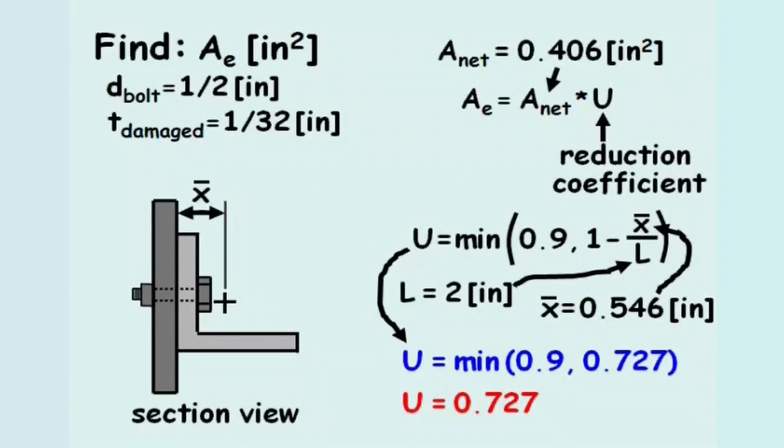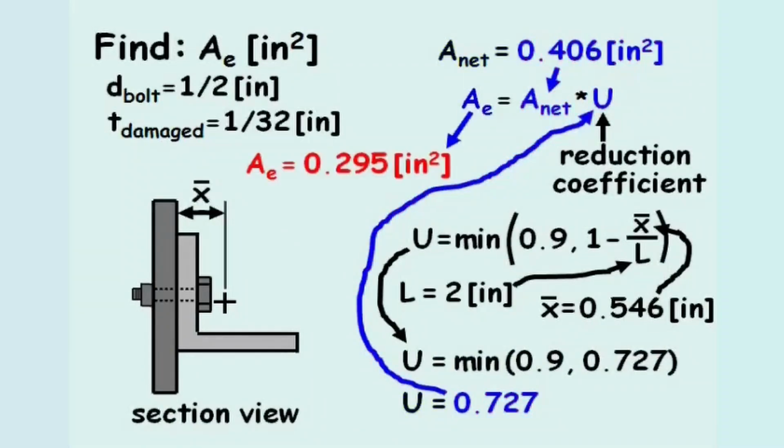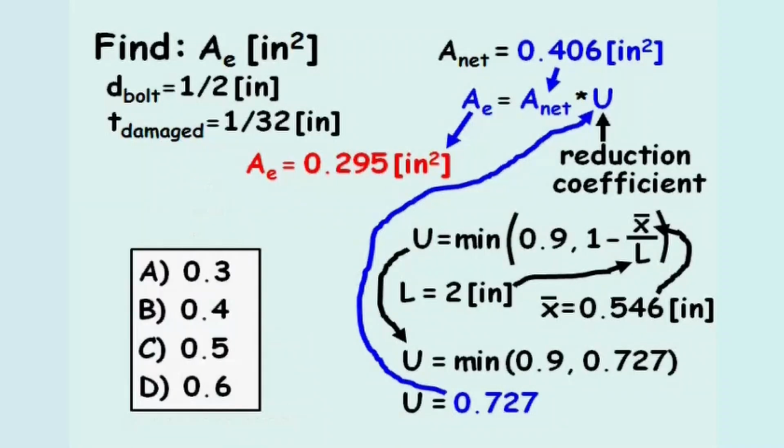After plugging in the net area and reduction coefficient, the effective area of the L-beam equals 0.295 inches squared. When reviewing the possible solutions, the answer is A.